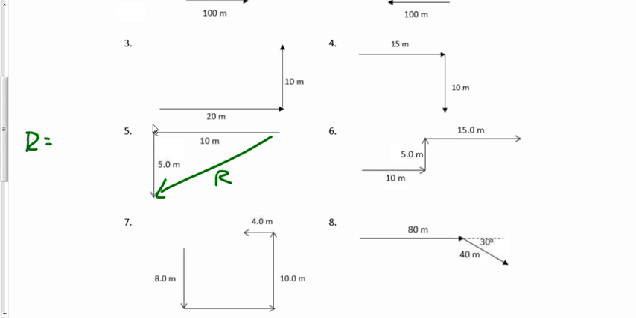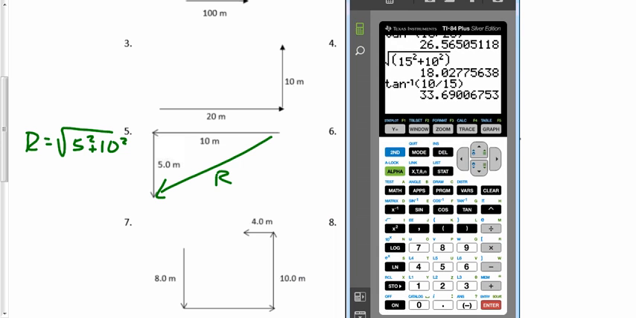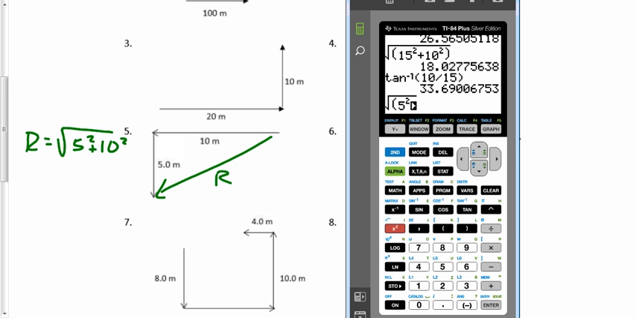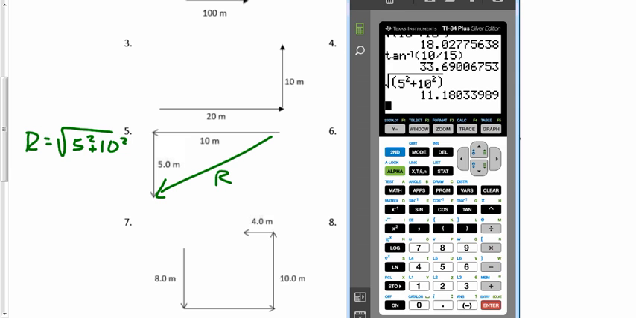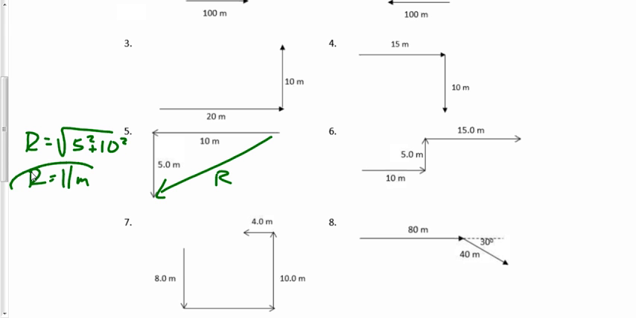In this case, it's not 15. 10 plus 5 is going to be found by taking the square root of 5 squared plus 10 squared. Second function, square root, bracket 5 squared plus 10 squared equals 11. But we're not done, right? Because we haven't found an angle. Just like in those questions on day 2 of Physics 20, when you were solving for displacement in one dimension and you needed a direction, we need a direction here as well. The angle is found by the inverse tan function of opposite over adjacent.